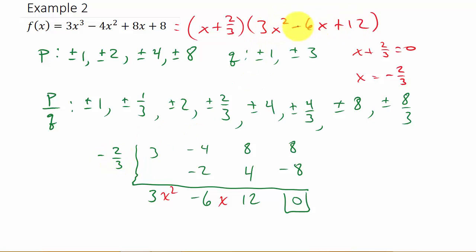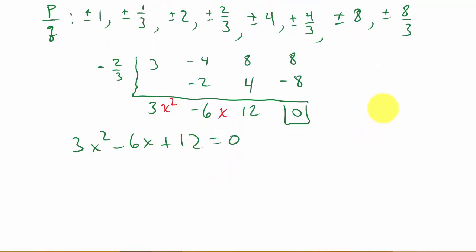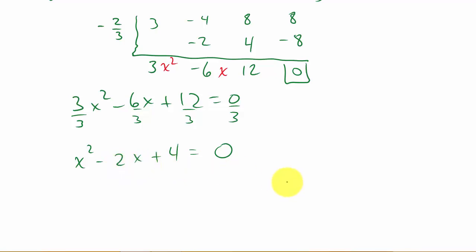Well, now we set this one equal to 0 and solve. And so that is going to be 3x squared minus 6x plus 12 equals 0. So when we solve this, first thing I would do is divide everything by 3. So that's going to give me x squared minus 2x plus 4 equals 0. Okay. Well, when we look at this, we notice this thing doesn't factor.